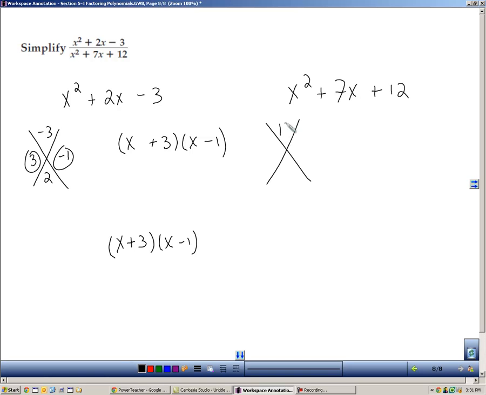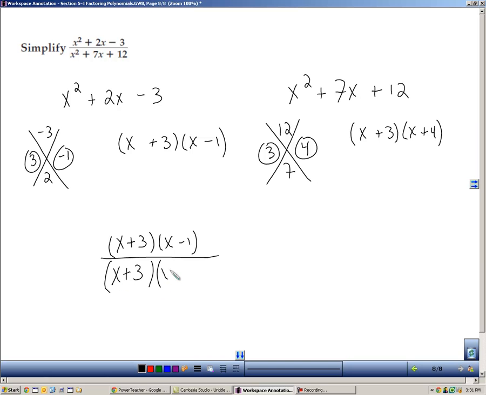Again with the diamond, 12 on top, 7 on the bottom. Two factors of 12 that add to be 7 are 3 and 4. So 1x plus 3 and 1x plus 4. No deflating. That's going to go on the bottom. x plus 3 and x minus 4, x plus 4.